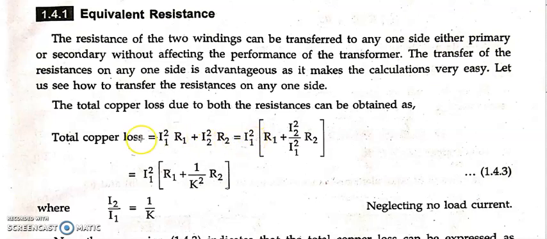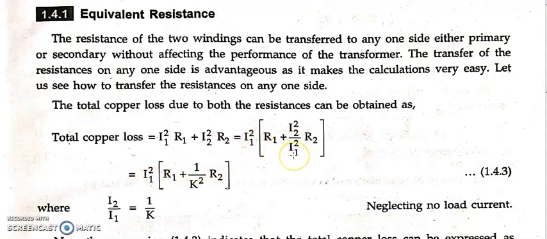I1 square as common. We shall see why we have taken I1 square. If I take I1 square common here, what happens? In the bracket R1 remains, and this will become I2 by I1, whole square also you can write, otherwise you can write I2 square by I1 square. Again R2 is as it is. Same thing, I1 square I have written here, R1 as R1.